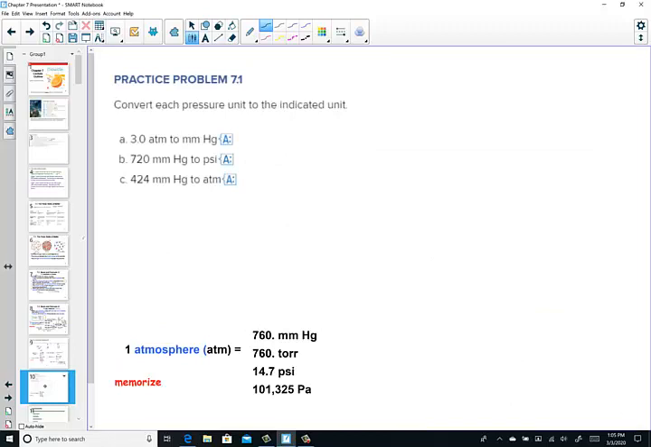I wrote down those conversions for us. You're working to memorize those. Pause the video and just work out these conversion factors just to ensure you're practicing. Come back when you're ready to check.